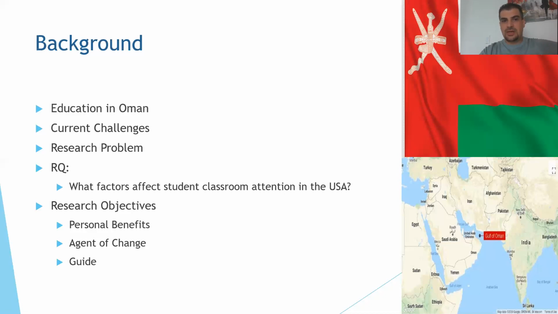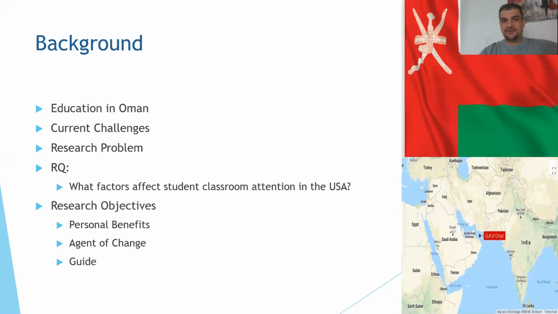So I asked myself this question: what factors affect student classroom attention in the USA? In a way, I'm going to do a comparison between what's going on here and what's going on there, from my own experience and exposure in Oman. Nonetheless, this project is only talking about what's going on in the US, but part of my agenda, part of my research objective, is comparing what's going on here and there. So this leads me to my research objectives.